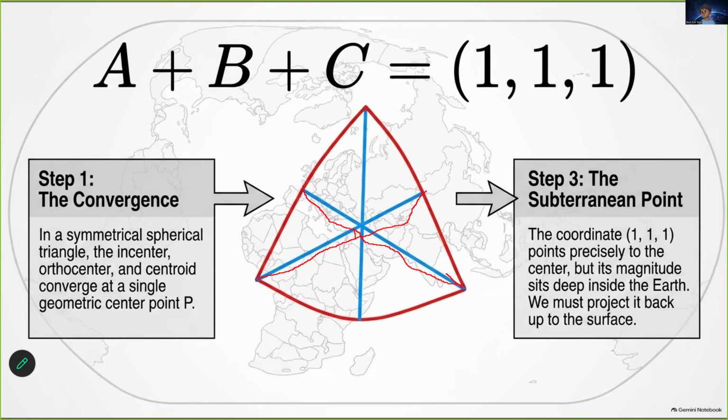And this is the point, the center of the spherical right triangle, about 35.2 north latitude. So step one, the convergence. In a symmetrical spherical triangle, the center and the centroid converge at a single geometric center point. The subterranean point, or coordinate 1, 1, 1, is precisely the center place. The magnitude sits deep inside the Earth, so you must project it back up to the surface.